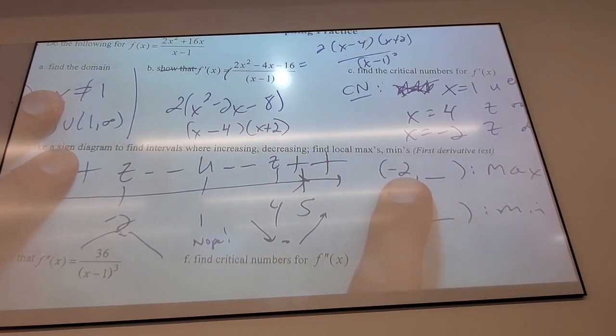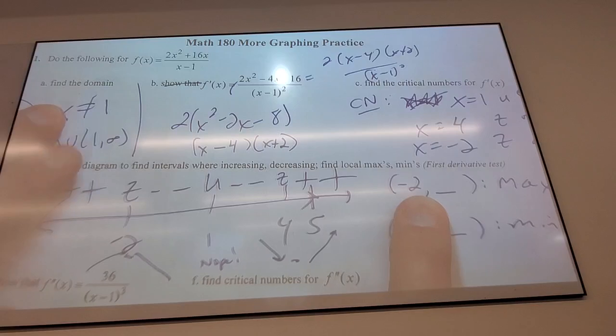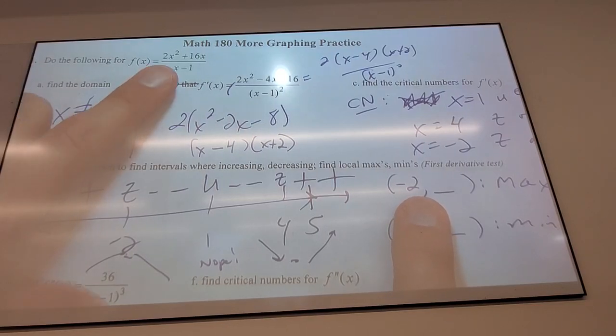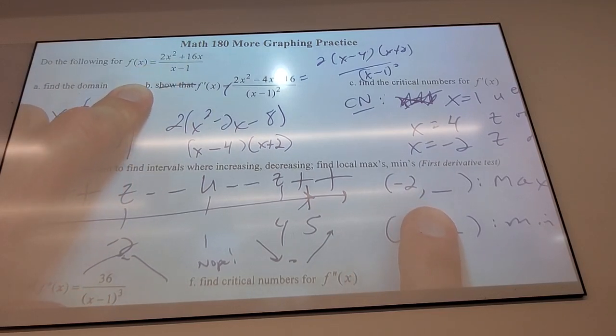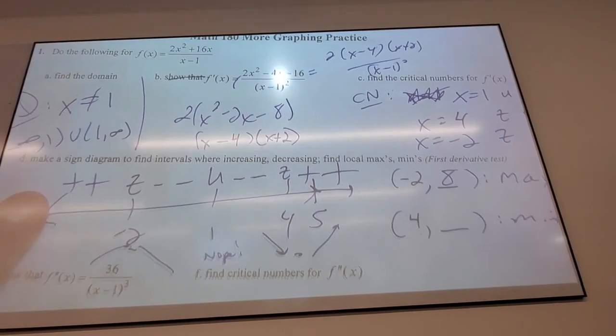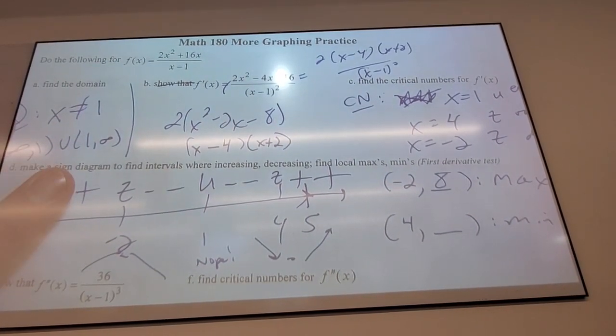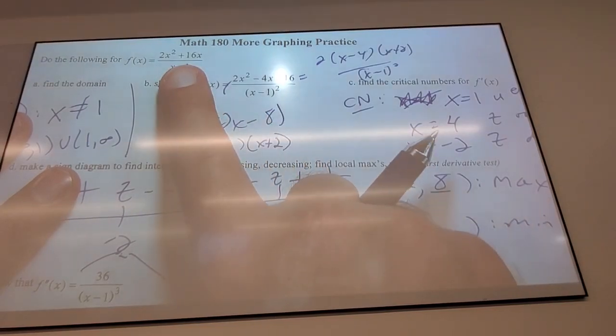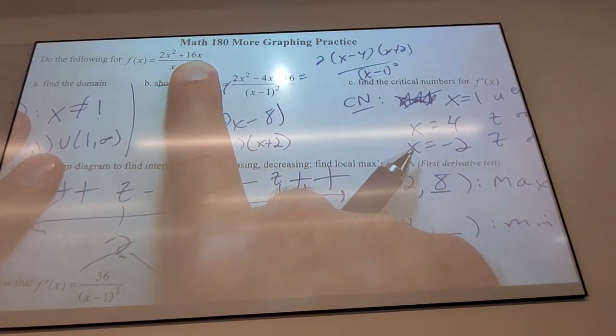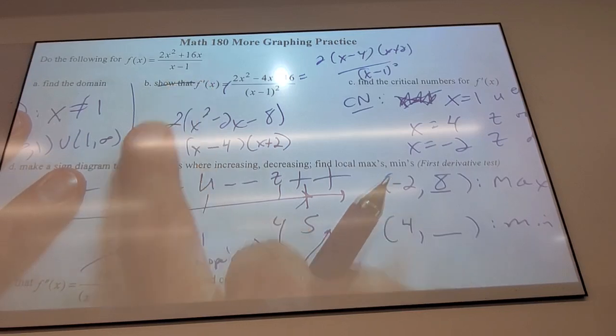Where am I going to put this? In the original function. So let's see, we get 8 minus 32 is -24 over -3 is 8. Please double check me. The negatives cancel. I'm pretty sure that's 8. Y'all can just trust me, or you can double check. And then 4 would be 32 plus 64 is 96 divided by 3 is 32.